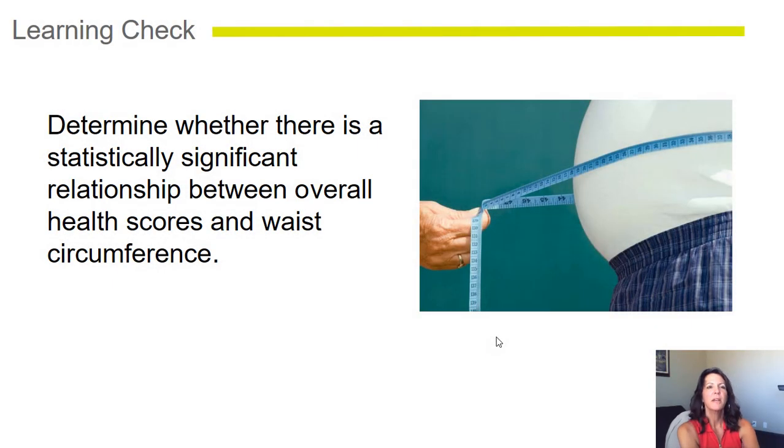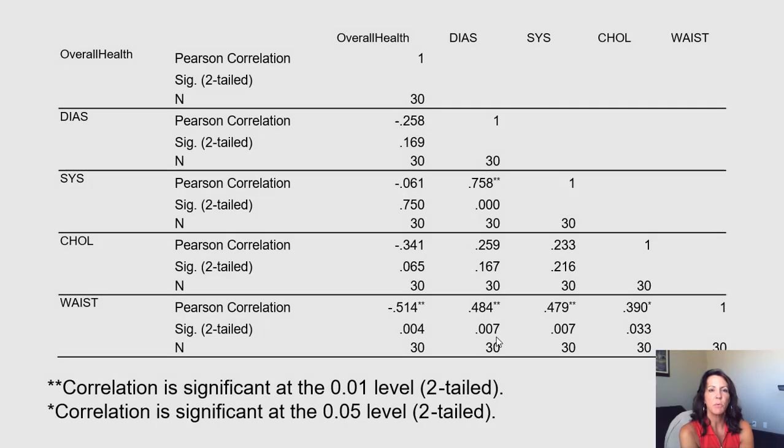Here's one more. Determine whether there's a statistically significant relationship between overall health score and waist circumference. You hear that waist circumference, if it's larger, can be predictive of some health issues. So let's take a look and see what this correlation matrix says. So we're looking at overall health and waist circumference. You find it first, and it's right there.